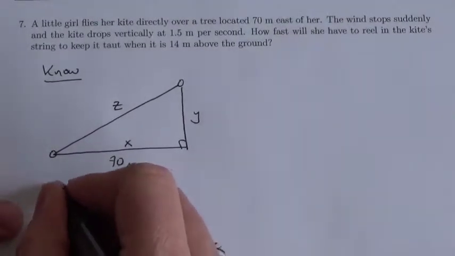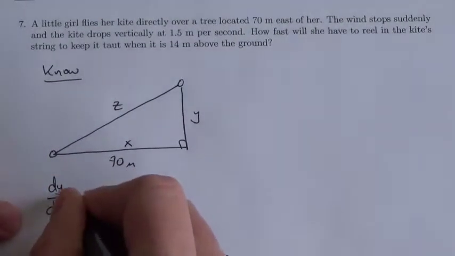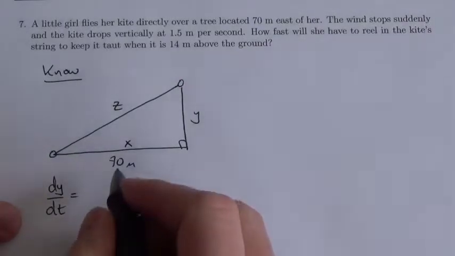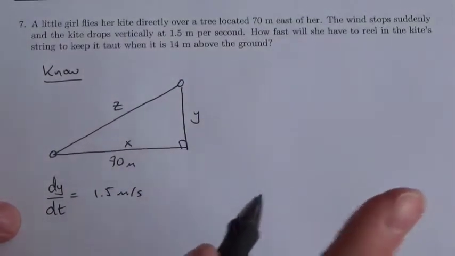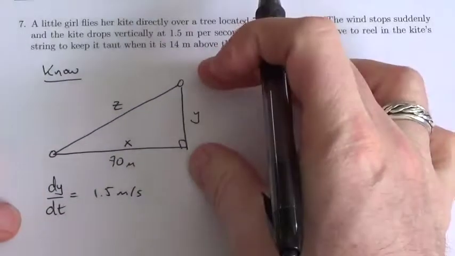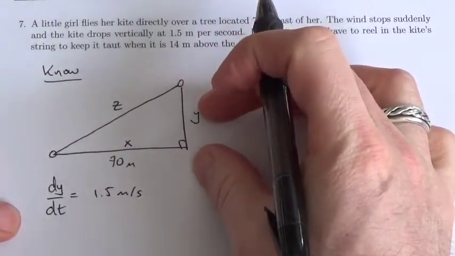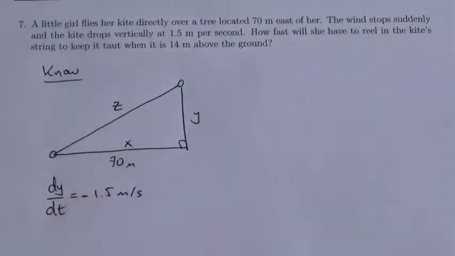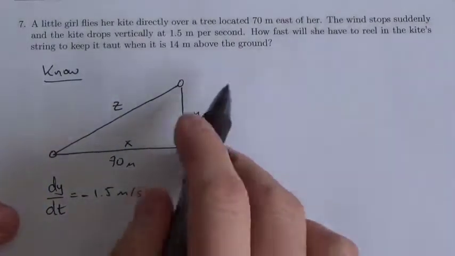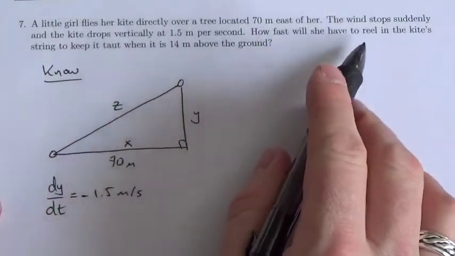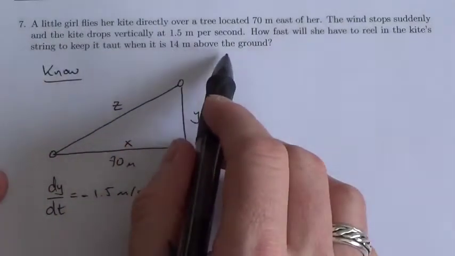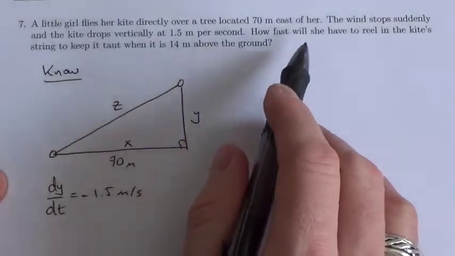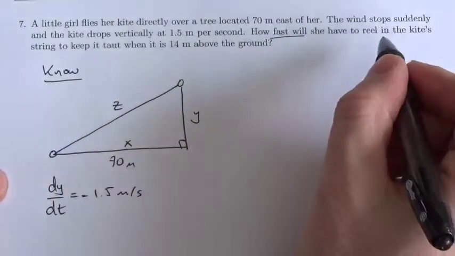Now, that means dy by dt, that is the rate of change of the y variable, is 1.5 meters per second. But not only that, because the y variable here is getting smaller, it's negative. That rate of change is negative. So now the question is, how fast will she have to reel in the kite string to keep it taut when it is 14 meters above the ground?